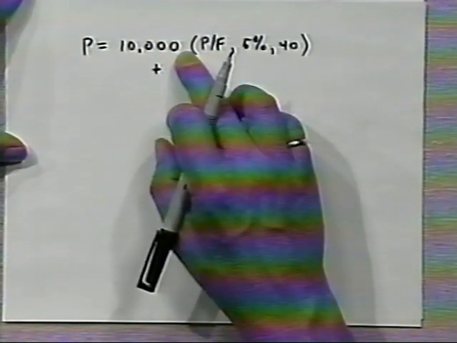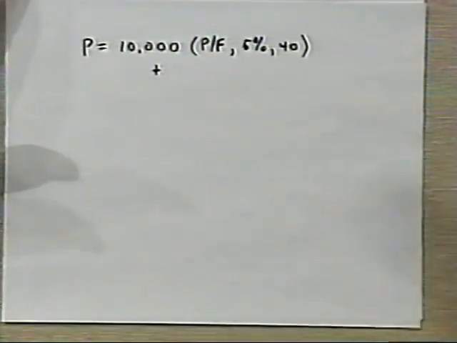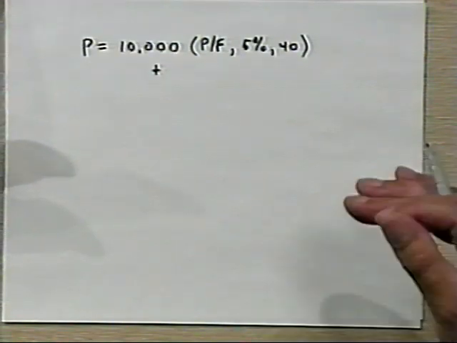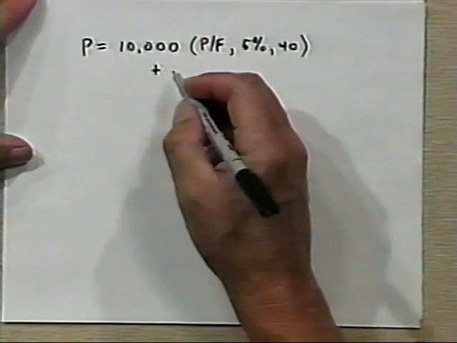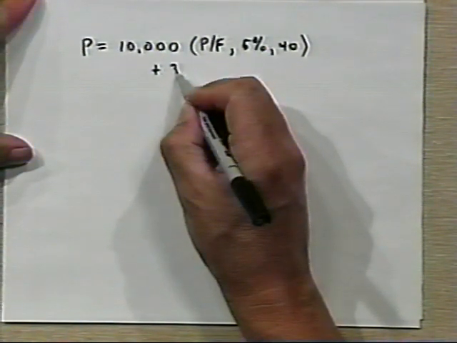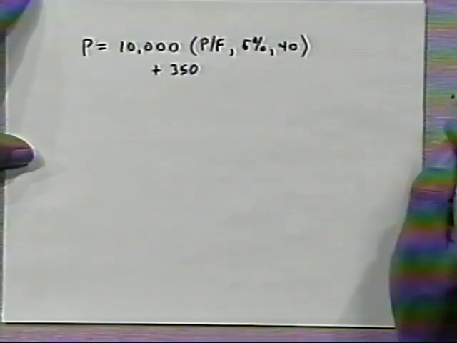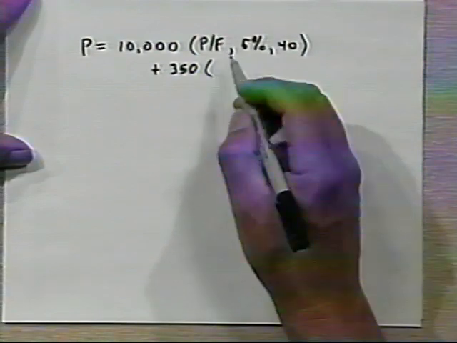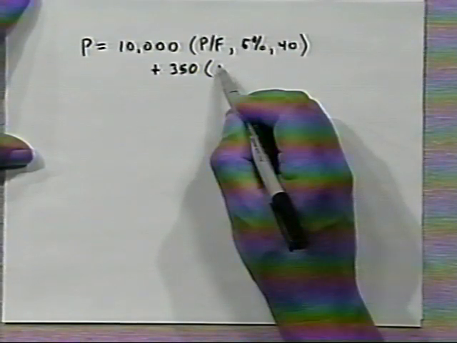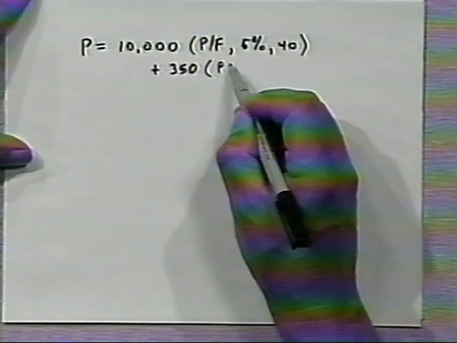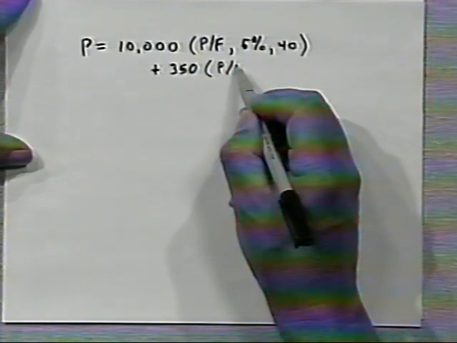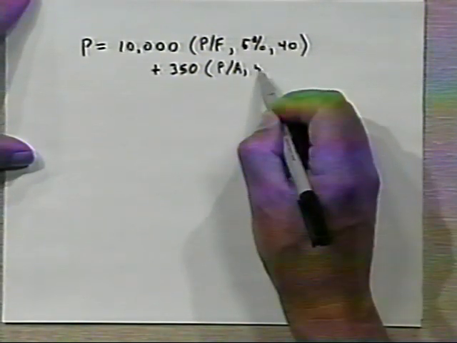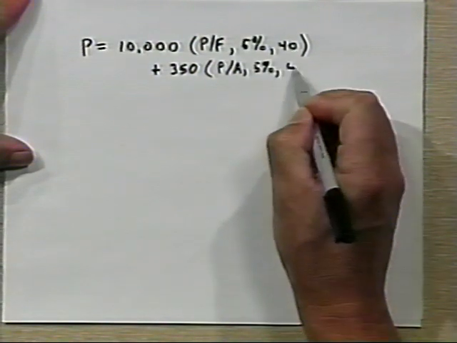That's only one component of the overall cash flow because we've got this annuity too, the annuity that's represented by this coupon rate of 7%, which is then the $350, half of 7% of $10,000. That's an annuity. To bring that back to present worth, we use the series present worth factor at 5% over the 40 periods.